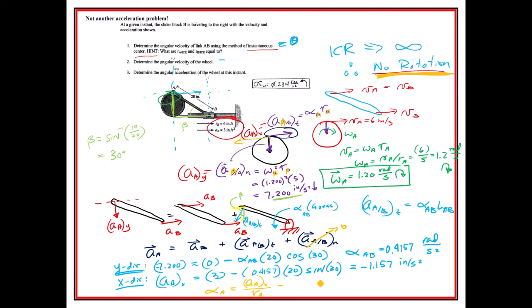Yep, I'll explain that here. And so we get 1.157 divided by 5, and we should get our 0.2314 radians per second squared. And so now right up here is the full answer, right? And we could see that it was actually counterclockwise.